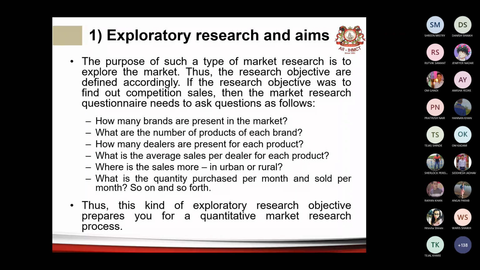Now, keep one thing in mind. If the objective is exploratory, obviously your research is also exploratory. Again, there is going to be exploratory research later, so there might be a repetition, but here you are learning the aim. If it's an exploratory aim, then it's an exploratory research also. The purpose of such a type of market research is to explore the market. Thus, the research objectives are defined accordingly. If the research objective was to find out competition sales, then the market research questionnaire needs to ask questions as follows.